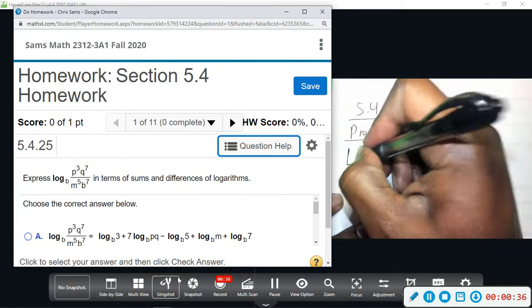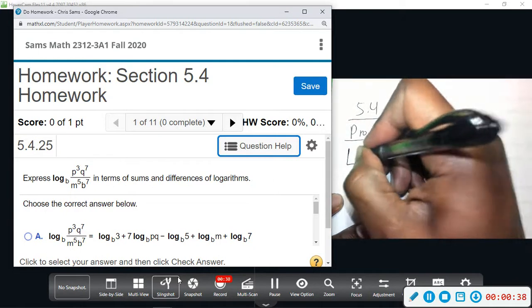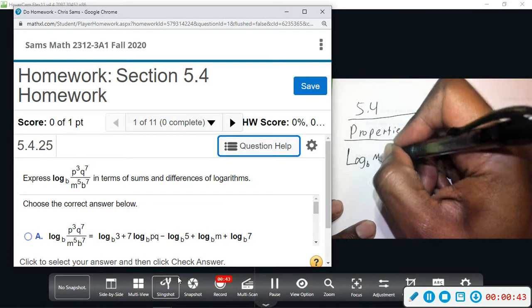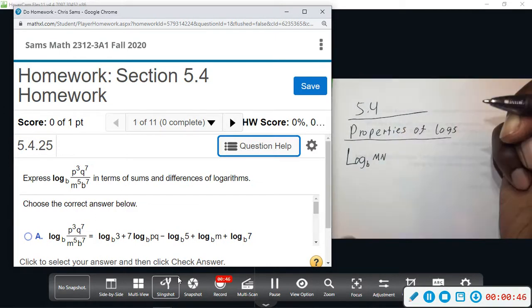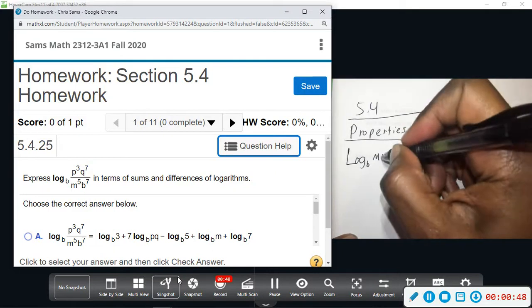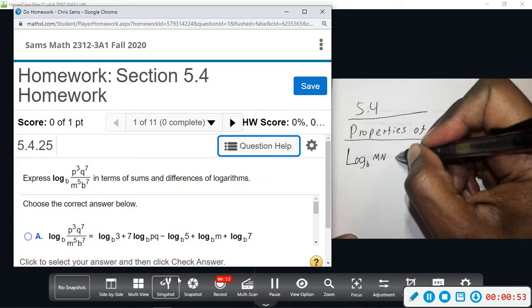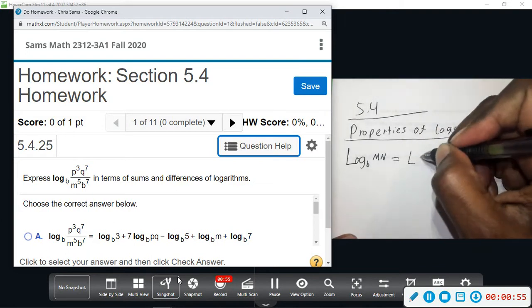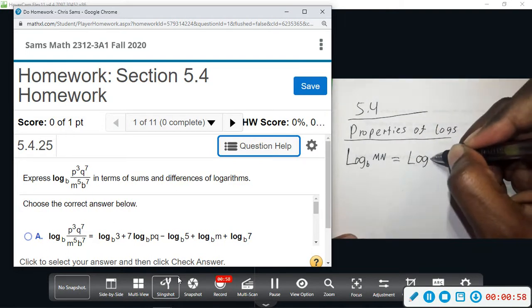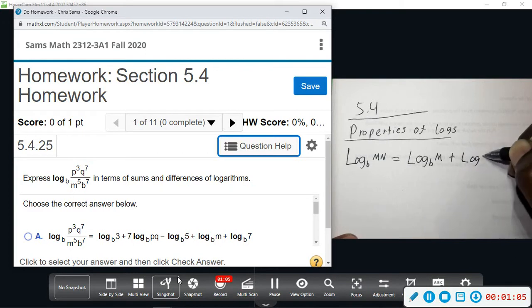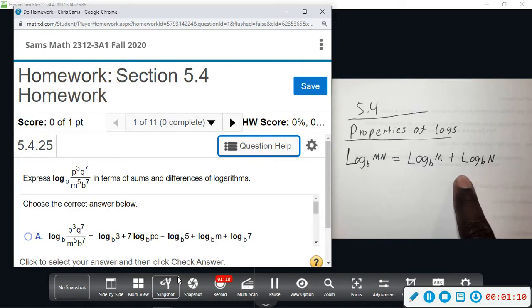So let's say we have log base b of m times n, and this is kind of the way they show it in the textbook. The same log can be rewritten as addition. So this can be rewritten as log base b of m plus log base b of n. Each of those terms gets its own separate log.